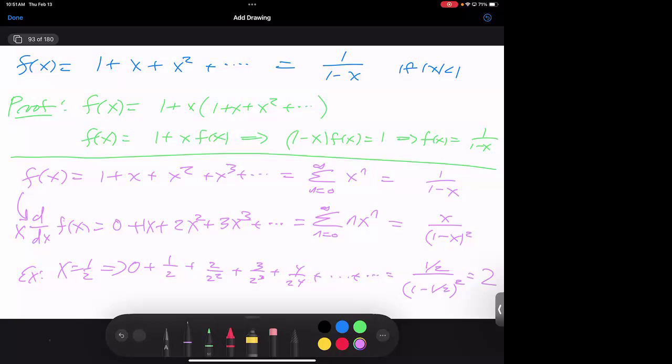Because I'm multiplying by x. I'm not just taking the derivative. I'm multiplying by x so that the power stays the same.